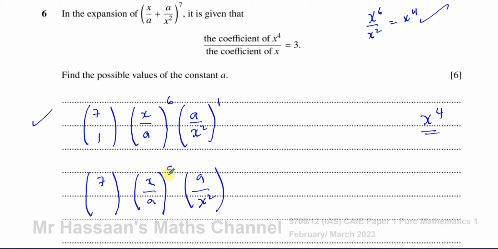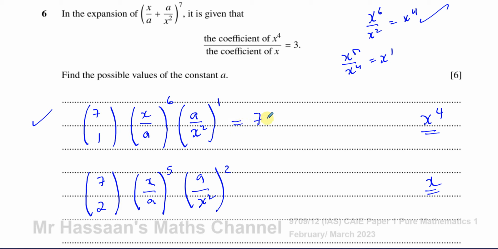Let's try 5 and 2. Now that will be x to the power of 5 over a to the power of 5, and when you raise x squared to the power of 2, you multiply the powers, you get x to the power of 4 underneath. And that gives us exactly what we want, x to the power of 1, which is an x term. So that's going to give us an x term. So again, I can put here 5 or 2, it doesn't matter. And I've got my bracket. So now I can calculate this.